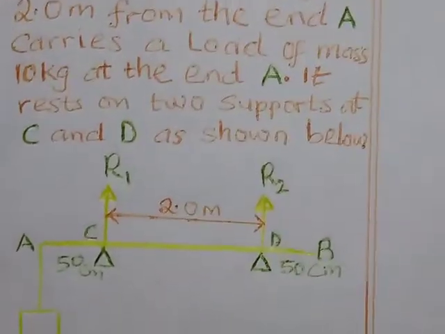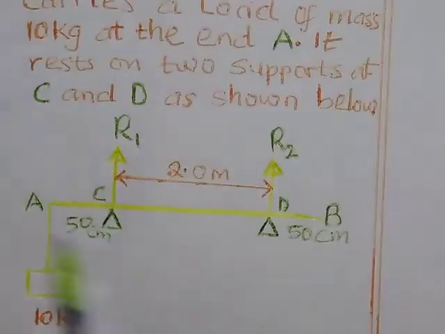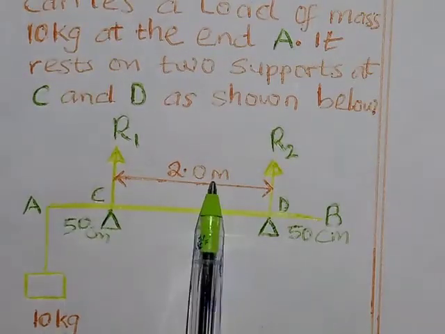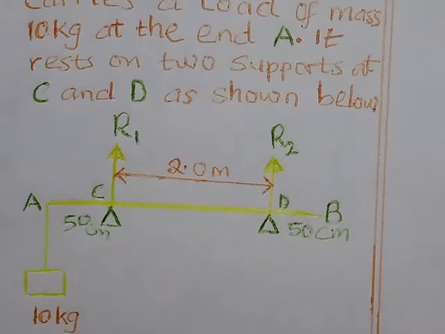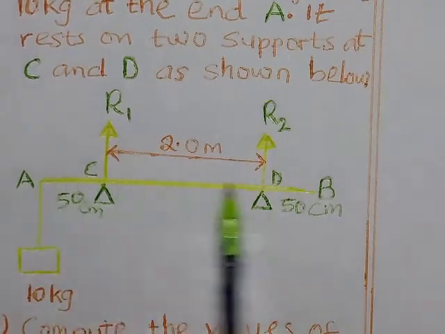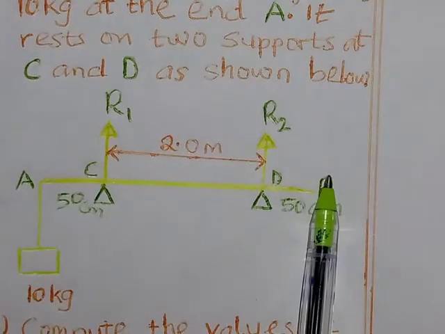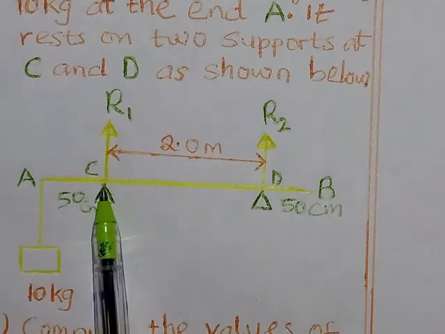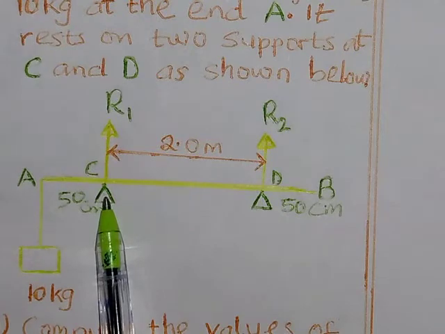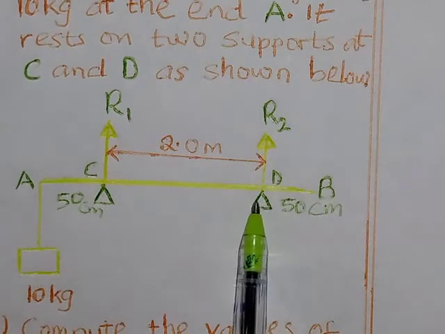So this is the diagram. You can see the write-up describes what we have on this diagram. The only thing missing here is the mass, or the weight, of the beam. We are going to include that. So this is the beam. It is 3 meters long. We have end A and end B, end A is 50 cm from pivot C, and end B is also 50 cm from pivot D.